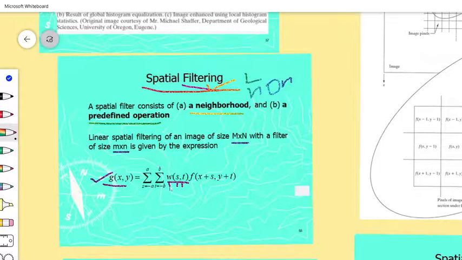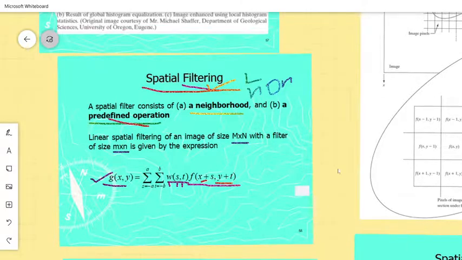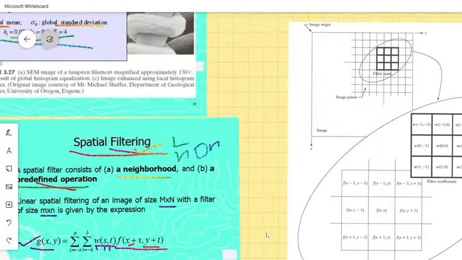This w is the weight. So w of s comma t is multiplied with the function consisting of the predefined operation, which is f of x plus s comma y plus t, the x coordinate and y coordinate. Then I'll show some example values.